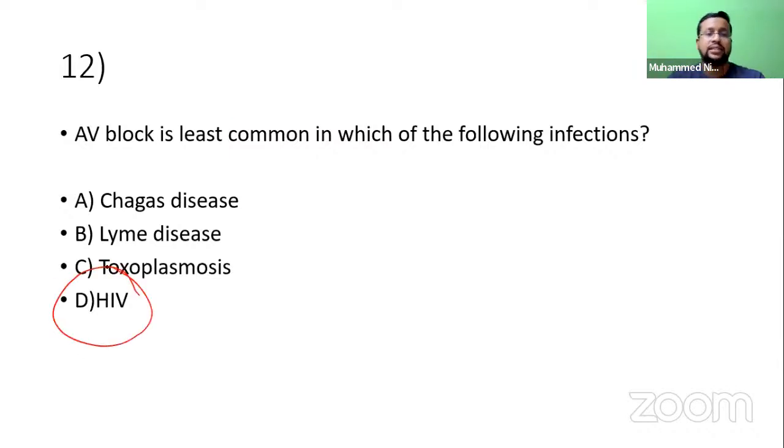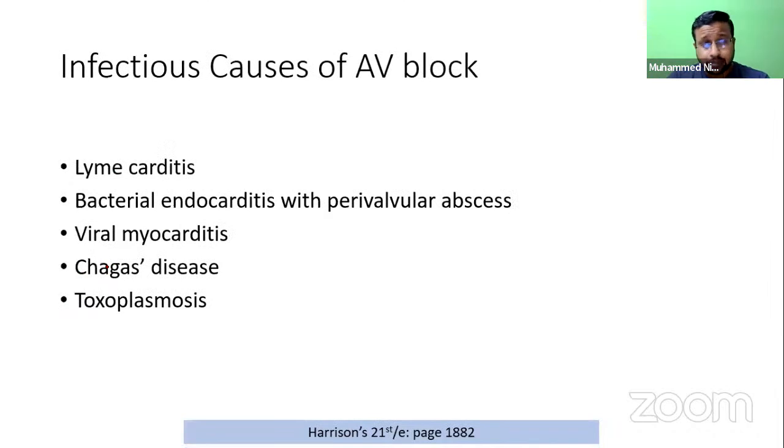All the other diseases like Chagas disease, Lyme's disease, toxoplasmosis can cause cardiac infiltration and cause AV block. AV block can be seen in all of these infections. Again, straight from Harrison, page number 1882: Lyme carditis, bacterial endocarditis with perivalvular abscess, viral myocarditis, Chagas disease, toxoplasmosis, all of them are associated with AV block. HIV sometimes, like with opportunistic infections, can cause AV block. Per se, HIV is not considered a main cause of AV block. So the answer will be HIV.